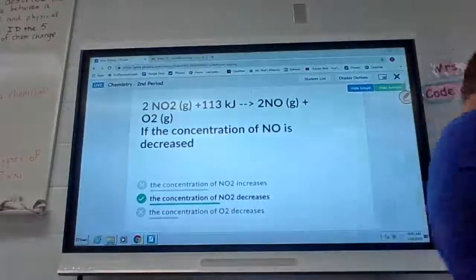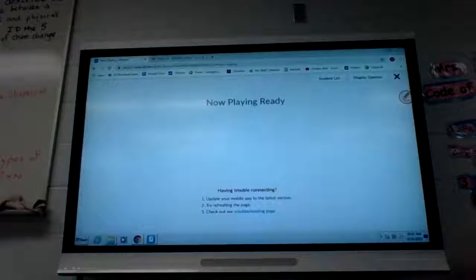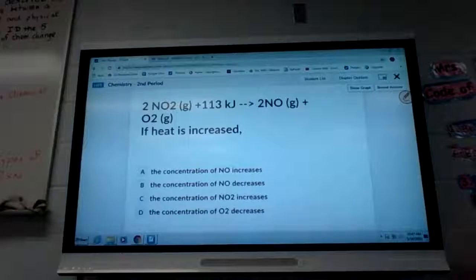One more and then we're going to stop. All right. Last one. If heat is increased, think about what side it goes to. If heat is increased, I'm heating it up, which means I'm adding heat. And then once you know what side it goes to, think about who increases and who decreases.